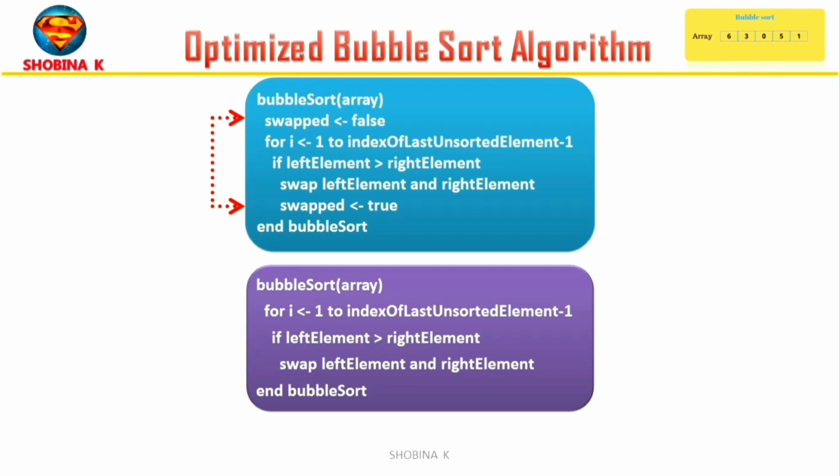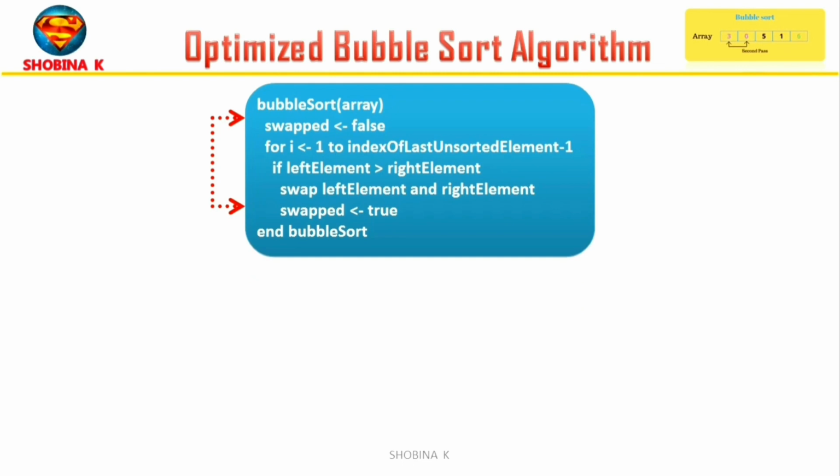That is, after an iteration, if there is no swapping, the value of swapped will be false. This means elements are already sorted and there is no need to perform further iterations. And thus, this will reduce the execution time and helps to optimize the bubble sort. And here is the algorithm for optimized bubble sort.